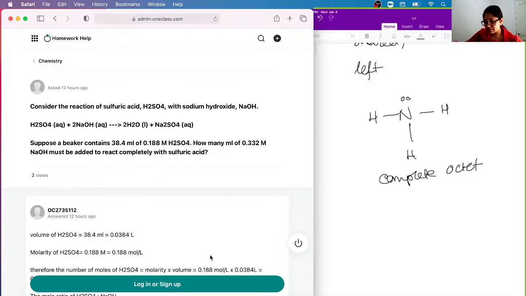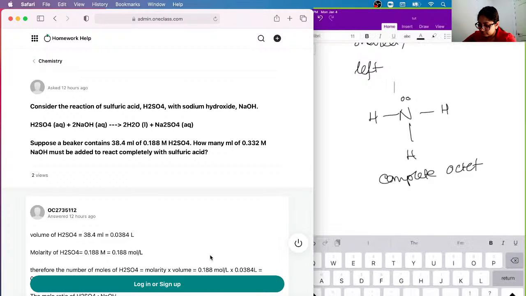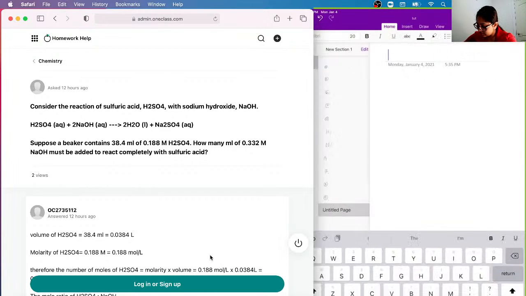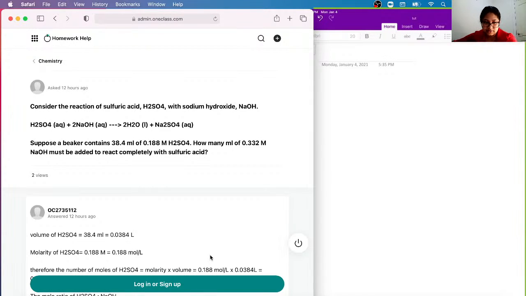Okay, so our next question here says, consider the reaction of sulfuric acid with sodium hydroxide. Suppose a beaker contains 38.4 milliliters of 0.188 molar sulfuric acid. How many milliliters of 0.332 molar NaOH must be added to react completely with the sulfuric acid?